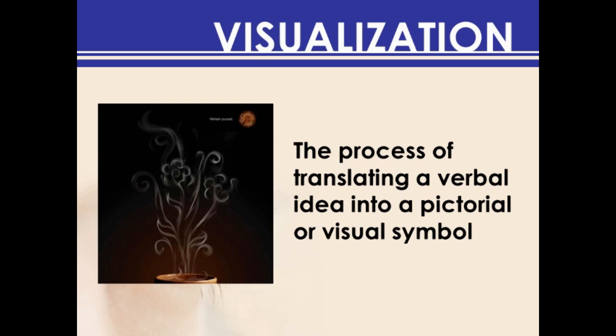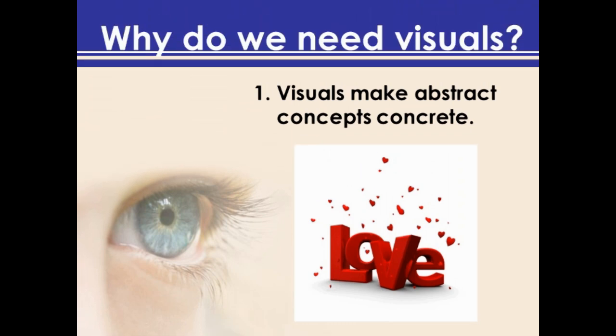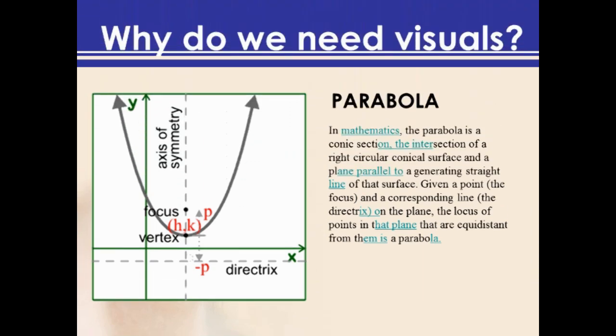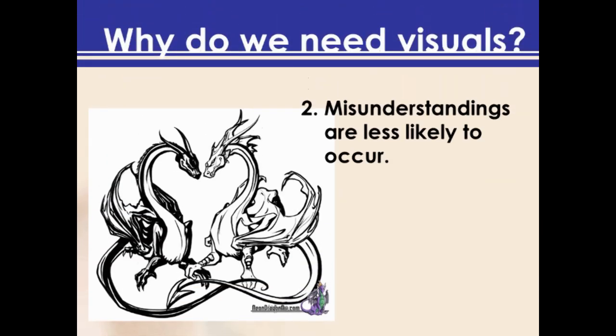Simply defined, visualization is the process of translating a verbal idea into a pictorial or visual symbol. Visuals are very important. As instructional aids, they can make the learning of abstract concept more concrete. Let's have an example. Read this short explanation about parabola. Perhaps, most learners find it hard to understand concepts verbally, but if they are presented with images like this graph, chances are that they can grasp what the concept is about easily. They can also lessen misunderstanding.